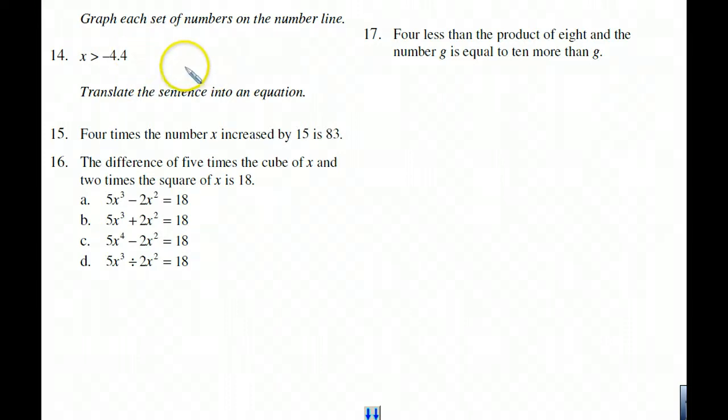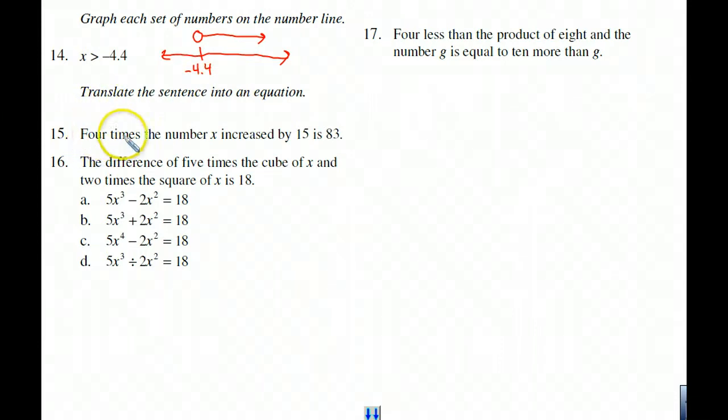Go ahead and graph. Okay, so we have all the numbers. X is greater than -4.4, so that's all the numbers bigger than -4.4. So I'm going to do this simply just by putting -4.4 and knowing it's all the numbers bigger than that. So that's everything to the right. Notice I use the open circle because it's just greater than. If this is greater than or equal to, I'd bubble it in.